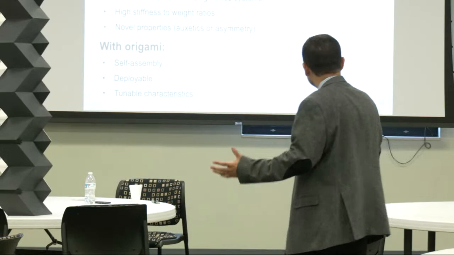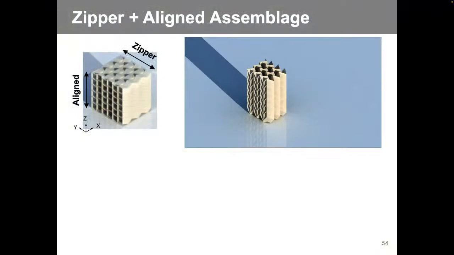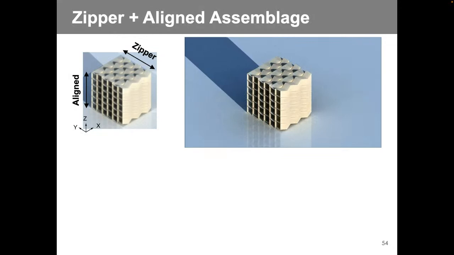So what can we do with this? Then we can investigate cellular assemblages, for example, and do a metamaterial. So what I did here was to have the aligned tubes in this direction, the zipper in that direction. And now what we have is a configurational metamaterial.